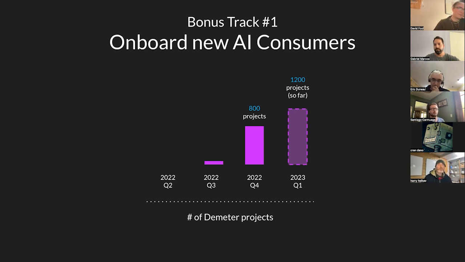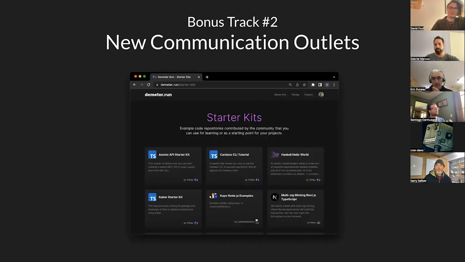So bonus track 1, since Demeter is already running and we have developers there, by adding this option, I think that we are onboarding new AI consumers. So I think that's an interesting way to see it. And the other bonus track is that this opens up new communication outlets for developers. Demeter has its own starter kit section with examples of code and repositories. The proposal includes the creation of these examples that use specific services in SingularityNET as part of the deliverables.